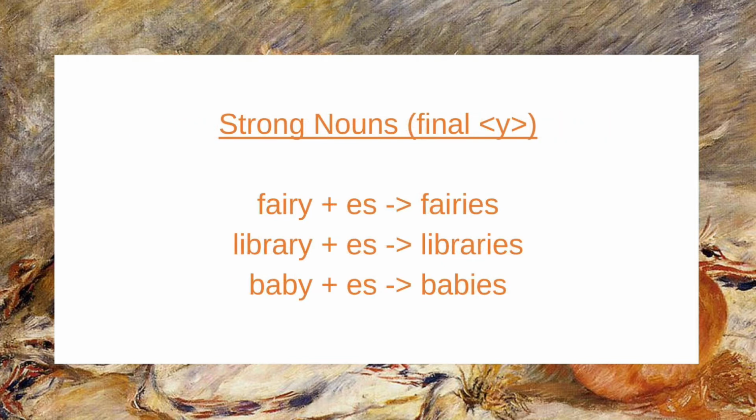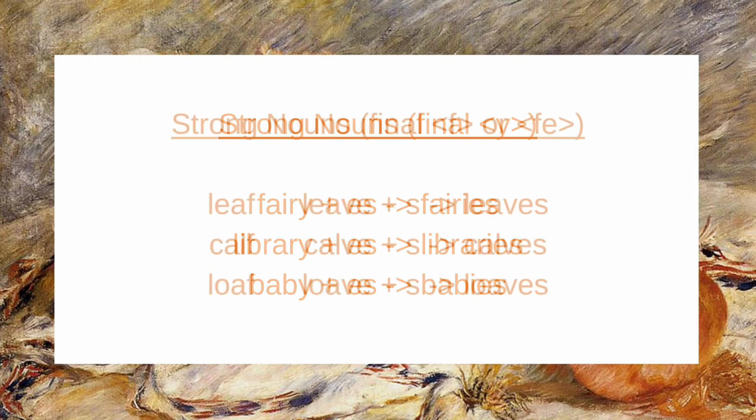For nouns that end in the grapheme Y, not a digraph that contains Y, the Y toggles with I, and then the ES suffix affixes to the end of the noun. 1 fairy, 2 fairies, 1 library, 2 libraries, 1 baby, 2 babies. Notice that the spelling changes, but the pronunciation follows the same rules as for adding the S suffix to most strong nouns.